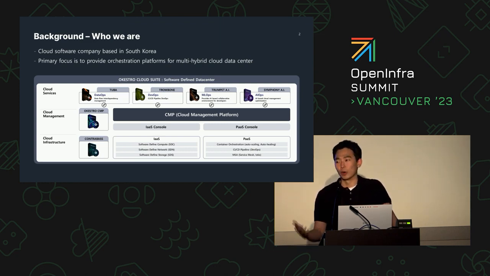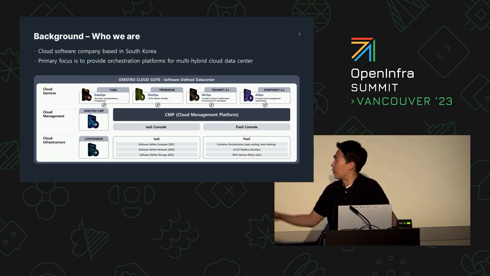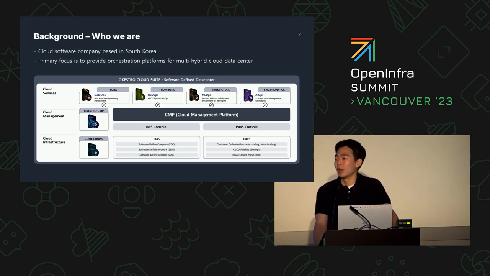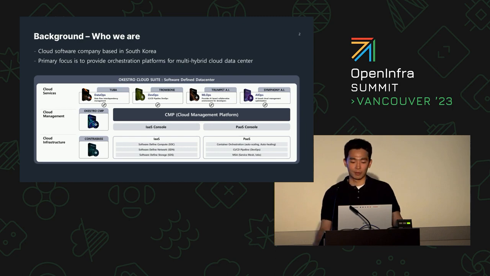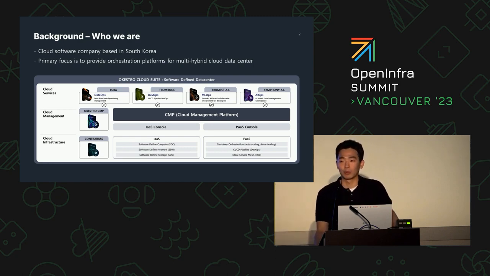So we don't provide cloud services directly to end users, nor do we have data centers, but for clients that have data centers and are willing to go through digital transformation and cloud adoption, we provide our cloud suite. From the bottom, we provide the cloud infrastructure level: OpenStack-based IaaS infrastructure, and then Kubernetes native. And in the middle, you see OKESTRO CMP, which is a cloud management platform.